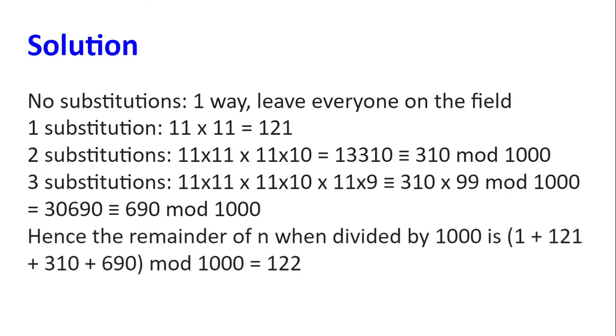And so the remainder of n, when divided by 1,000, is 1 plus 121 plus 310 plus 690 mod 1,000, which is 122.